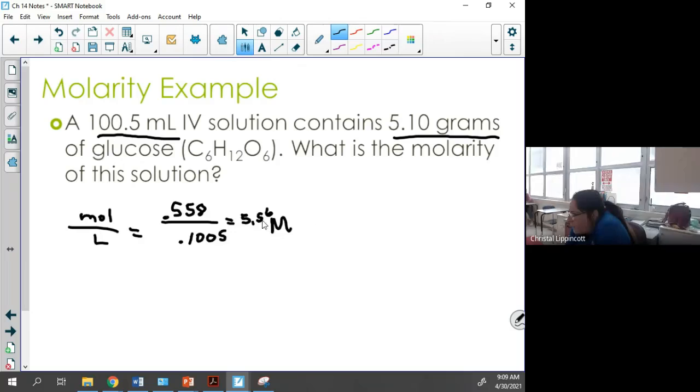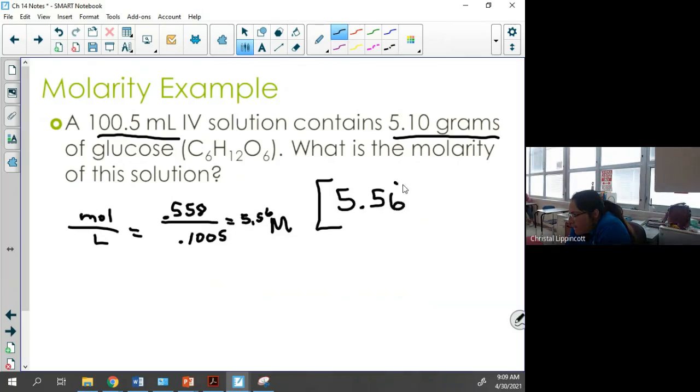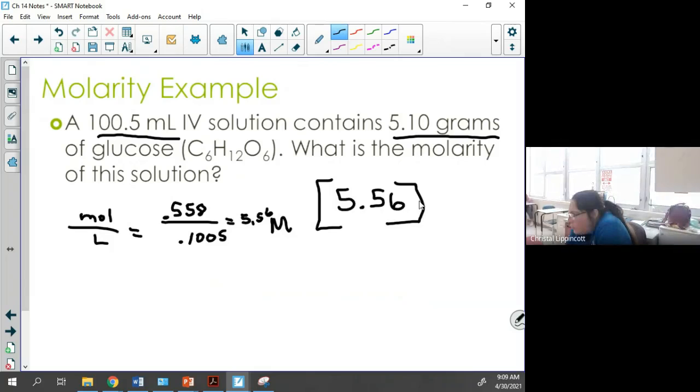And this is a capital M for molarity. You will also sometimes see it written in square brackets with no unit. That still means molarity.